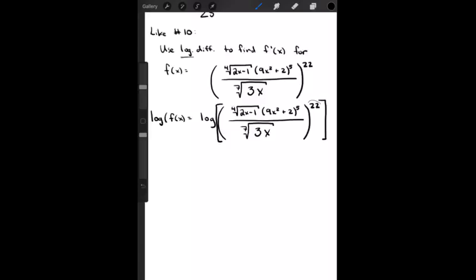That's because there's one power that's over everything. The fact that this power is affecting everything else in the log means that we've got to do something with that first. And remember that the power rule for logarithms turns powers into multiplication. So we take that power and we multiply it by the log of the rest of this stuff.